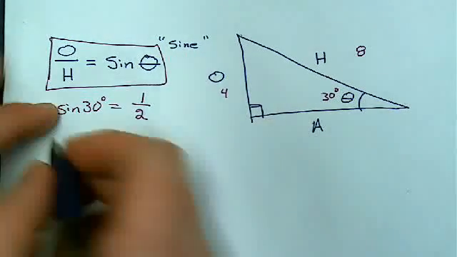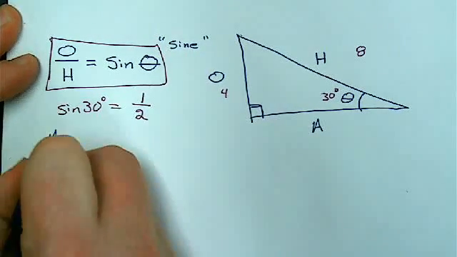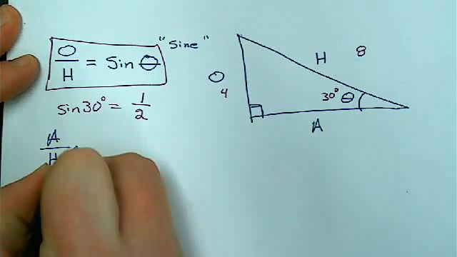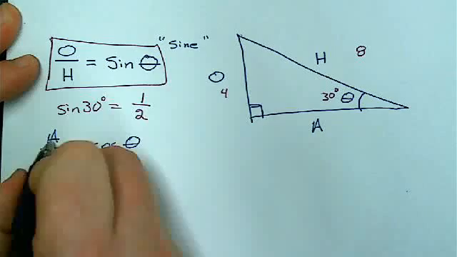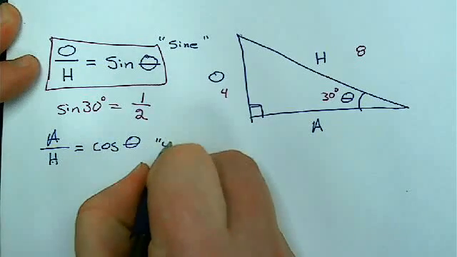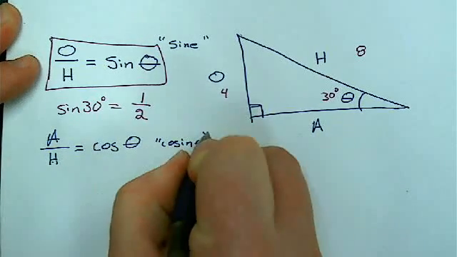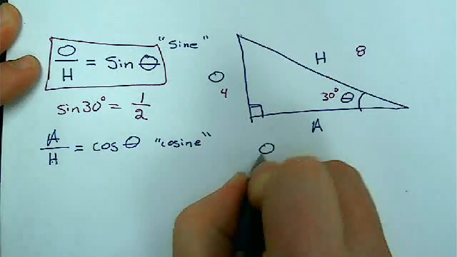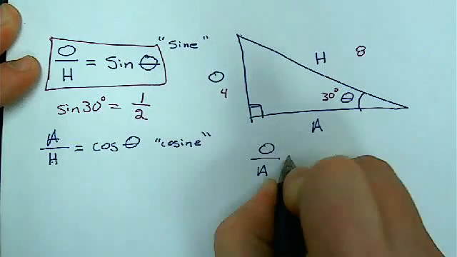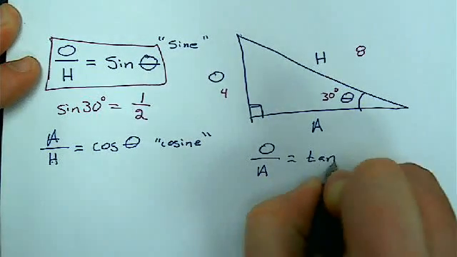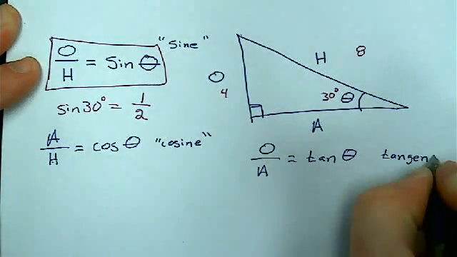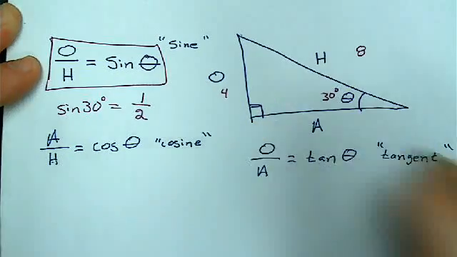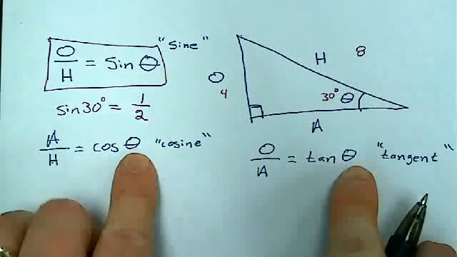The other 2 trig ratios we're going to work with are the adjacent to the hypotenuse, and that gets called cosine. And opposite to adjacent, which is the tangent. Wait, isn't that the same exact symbol? They're all referencing the same angle.